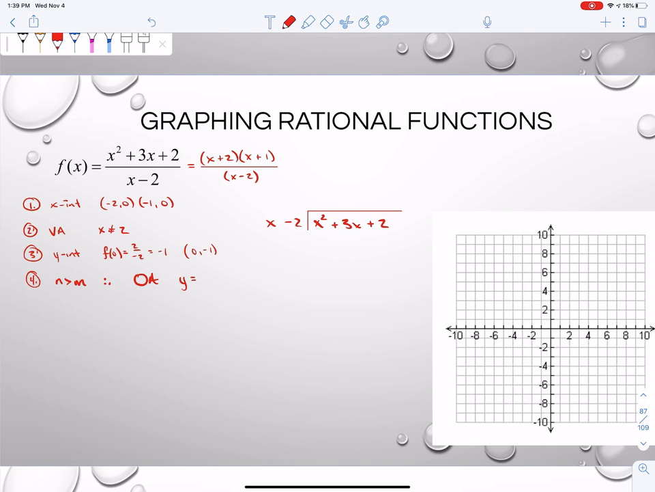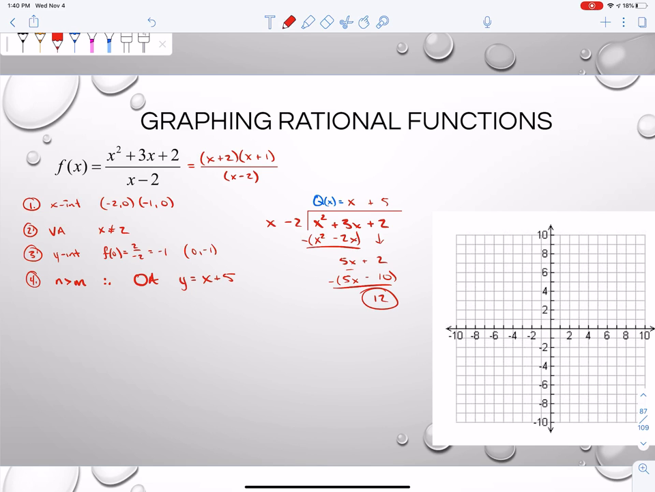Dividing lead coefficients, x squared divided by x gives me x. I distribute, I have x squared minus 2x. I subtract this entire line, and we end up with 5x. I bring down the next term. I divide lead coefficients: 5x divided by x gives me 5. I multiply, I have 5x minus 10. I subtract this entire line, and I end up with a positive 12. So my quotient, up here on top, is x plus 5. And you might be saying, what are you doing about that remainder of 12? The remainder of 12 doesn't matter here.